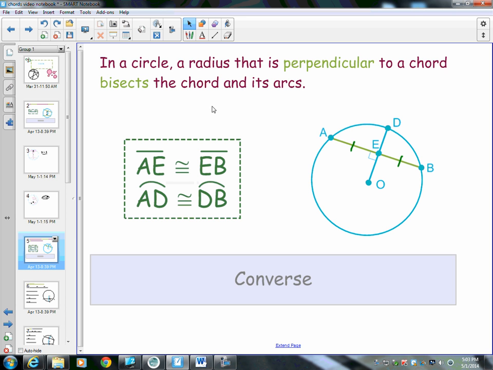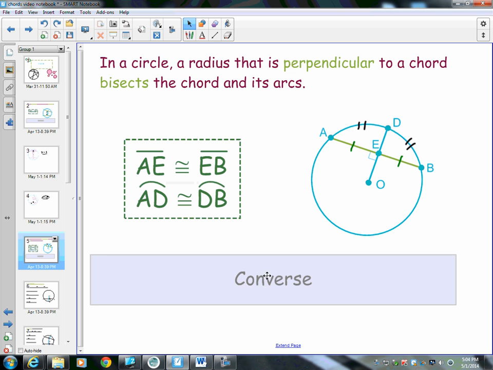There's another property. It says in a circle, a radius that is perpendicular to a chord bisects the chord and its arcs. So what does this mean? If a radius and a chord are perpendicular to each other, perpendicular means they intersect at a right angle. So if the radius and a chord make a right angle, then the chord is bisected, or cut in half. So this part, AE, has to be congruent to segment EB. And its arcs are also bisected, meaning the arc AD is congruent to the arc DB. These are congruent to each other.